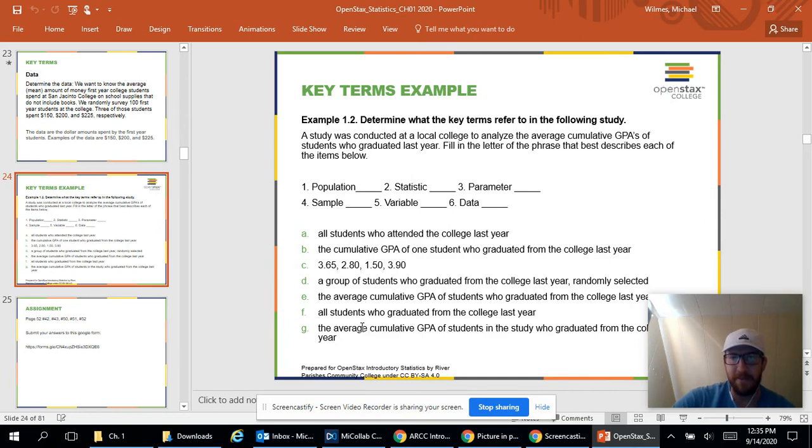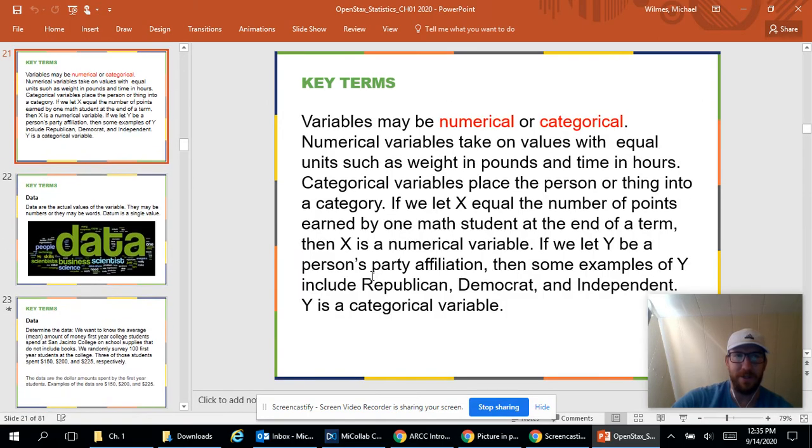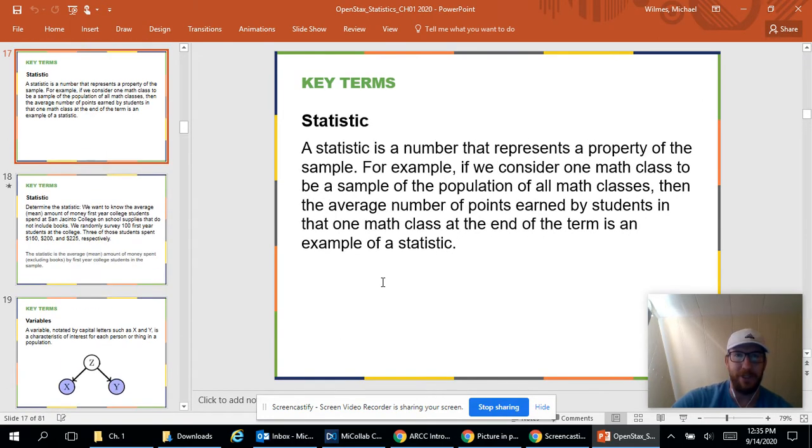Well, this one here, the average on the bottom, the average cumulative GPA, good, of students in the study who graduated from the college last year. And this is our correct one. So it's kind of weird. B, E, and G all seem so very similar. But G is our official answer for statistic because it's in the study. So I know it's a bit tricky there, but you just need to be careful with those definitions. Luckily we can go back and reread the definitions as we need to.